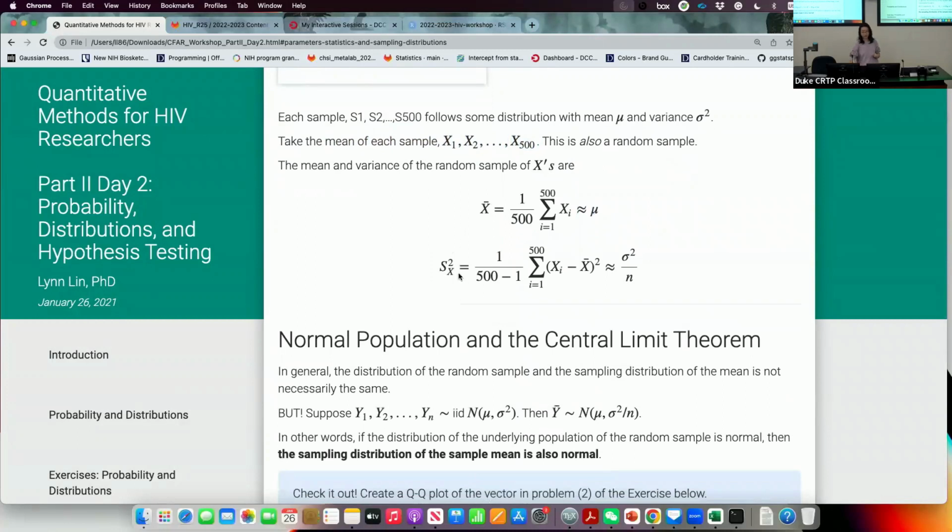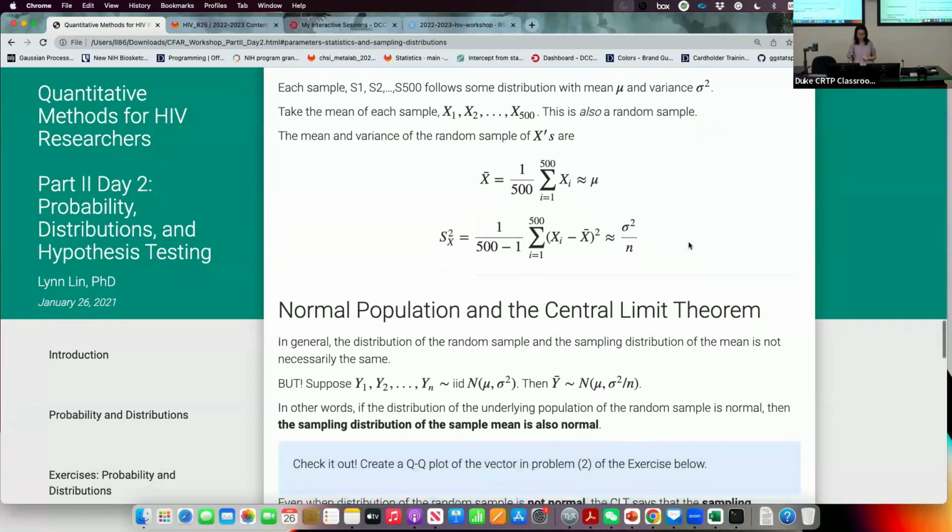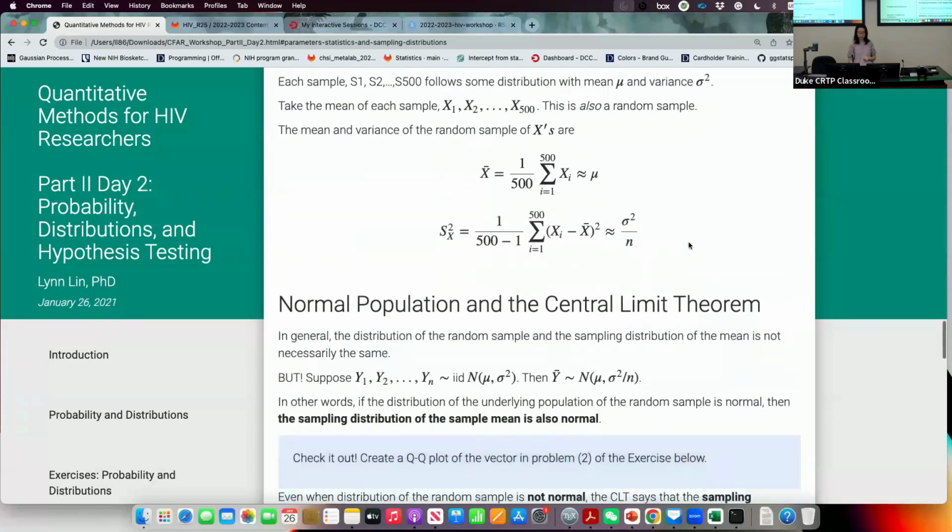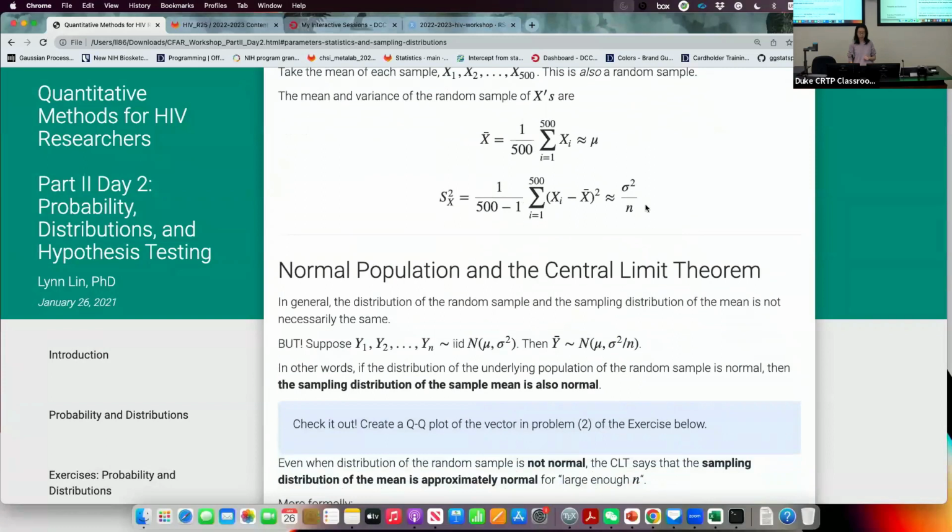And the same thing, the variance, S squared, actually computed from those sample statistics will be very close to the population variance divided by the sample size, which is 500. So this is part of the inference, how we are going to connect the sample statistics to the population parameters. And then there's a famous theorem associated with this observation.